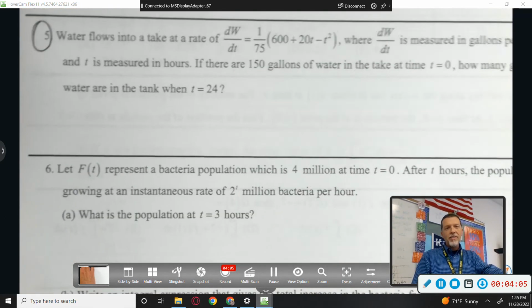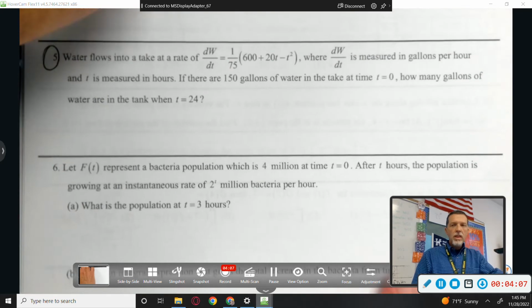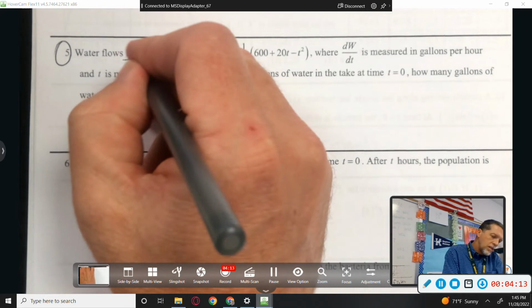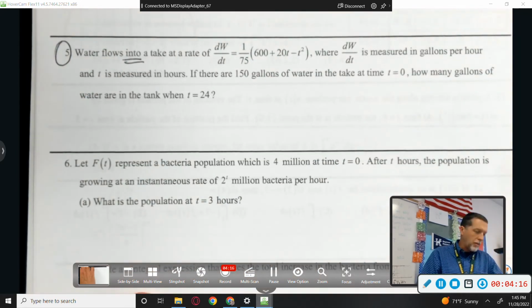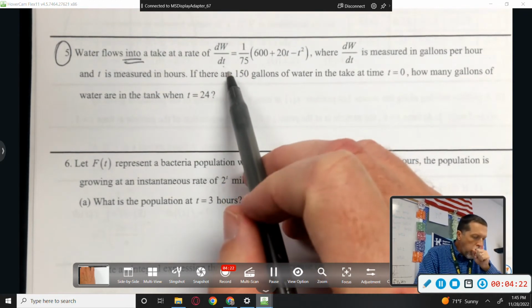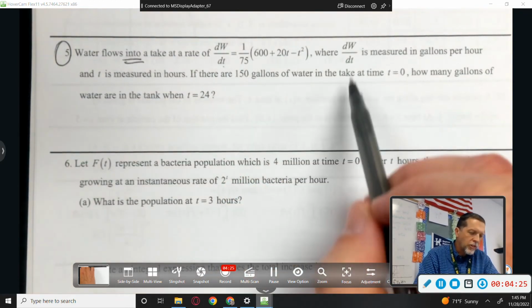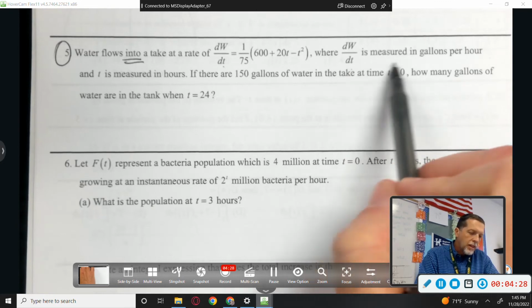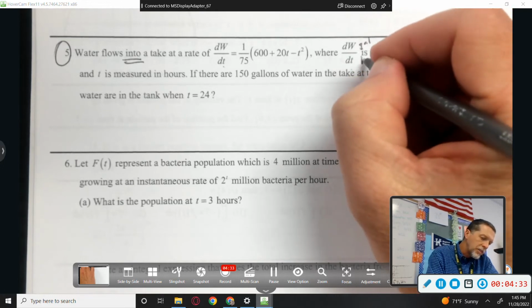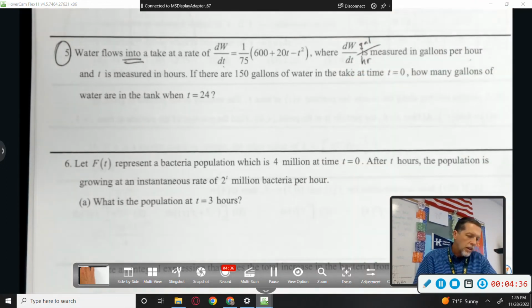Skip down to number 5. Water flows into a tank, so probably positive if we're thinking about volume here, at a rate of dW dt, that equation, where dW dt is measured in gallons per hour. That makes sense. W would be gallons, time is an hour, so gallons per hour. If there are 150 gallons of water in the tank at time 0, how many gallons of water in the tank when t equals 24?